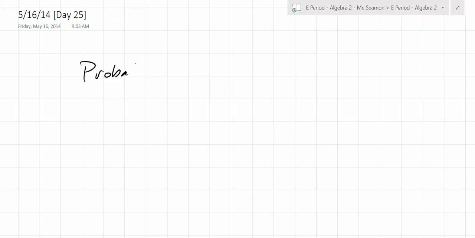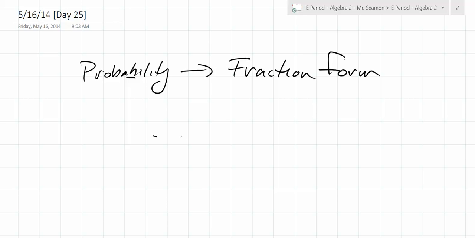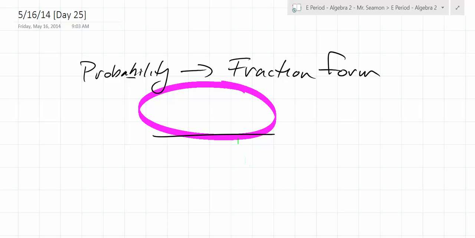Probability in fraction form. There's the numerator and the denominator. What does the numerator represent? What does the denominator represent?